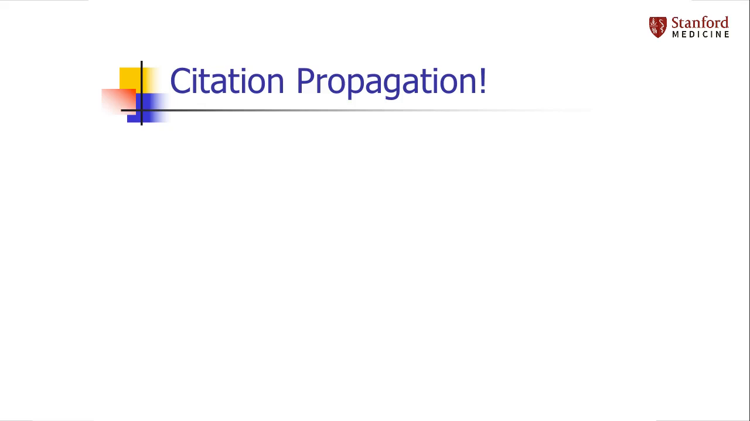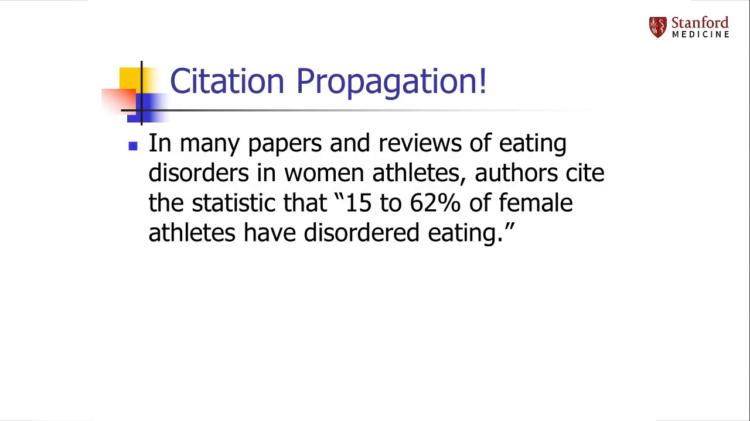And here is finally an example of citation propagation, where citations get garbled through the literature like a game of telephone because authors fail to cite original sources. When I was a graduate student, I worked on something called female athlete triad. One of the components of the triad is disordered eating. And people would always want to know, how common is disordered eating in female athletes?